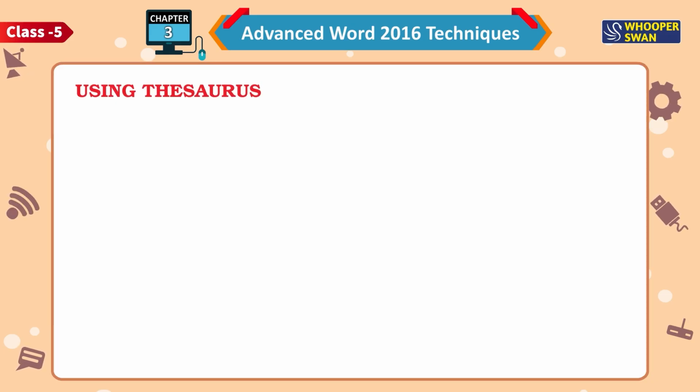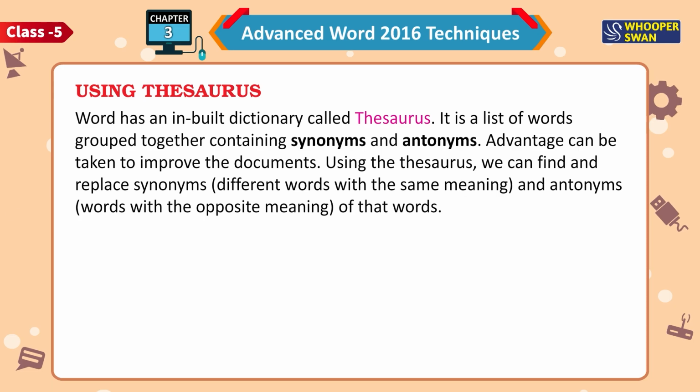Using Thesaurus. Word has an inbuilt dictionary called Thesaurus. It is a list of words grouped together containing synonyms and antonyms. Advantage can be taken to improve the documents. Using the Thesaurus, we can find and replace synonyms, different words with the same meaning, and antonyms, words with the opposite meaning of that word.